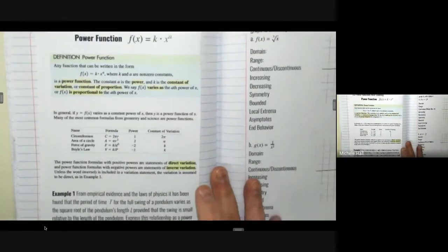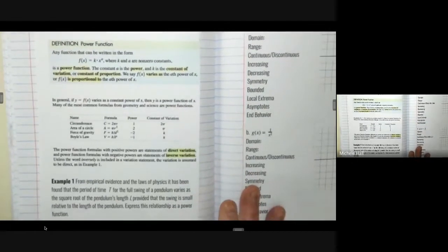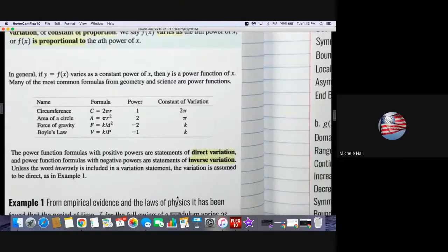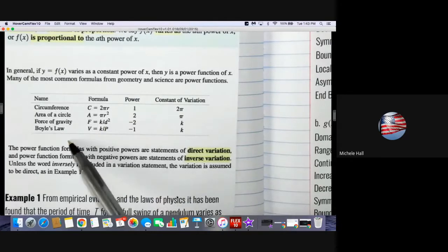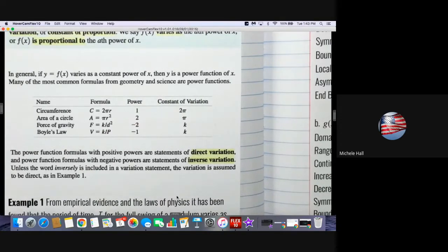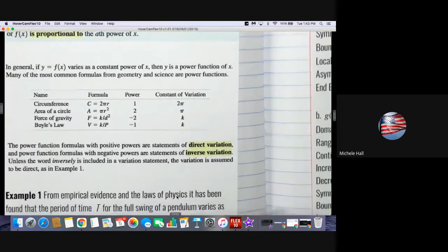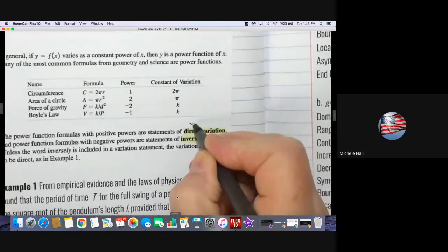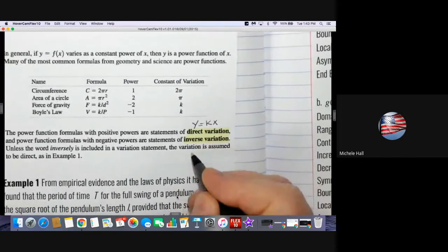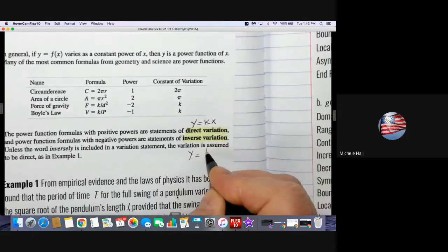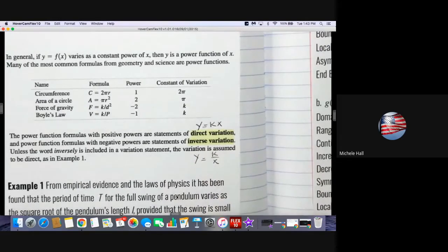Okay, here are some equations that we use all the time. We have circumference and area of a circle, force of gravity, Boyle's law. You can have direct variation and inverse variation. Direct variation is like y equals kx, and inverse variation would look more like y equals k over x. That's usually the form that you will see for direct variation or inverse variation.